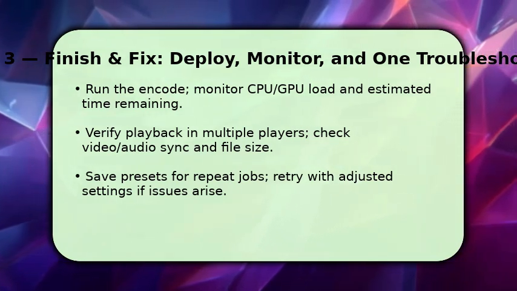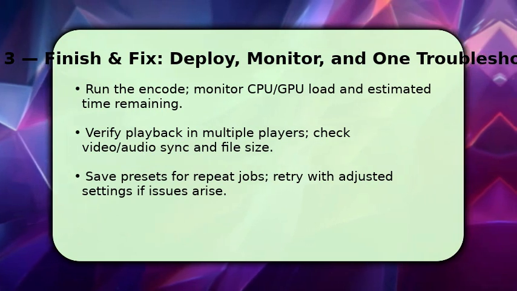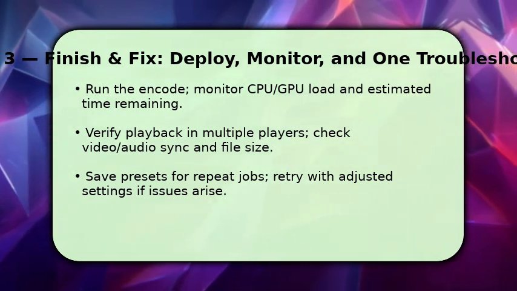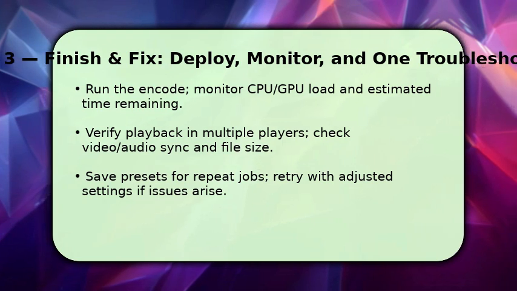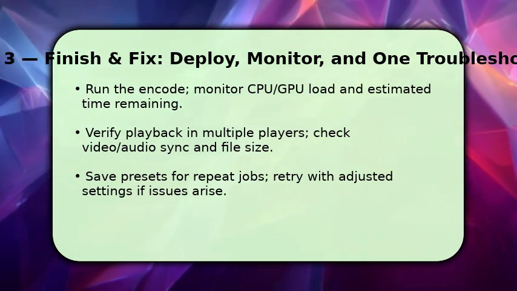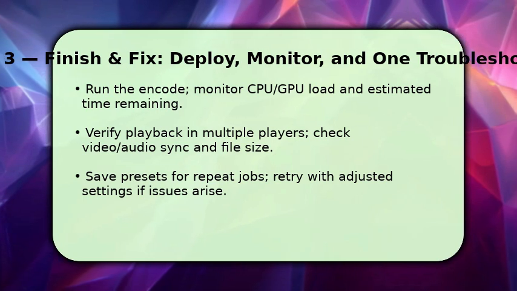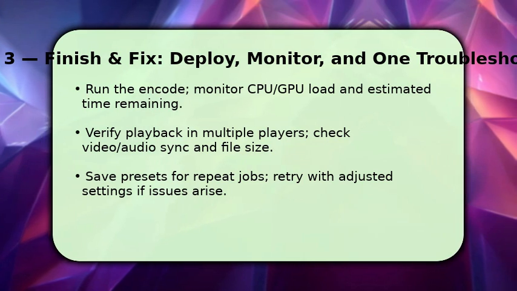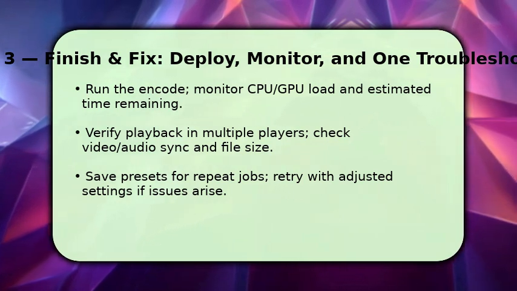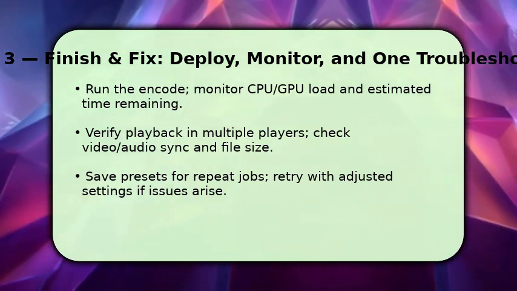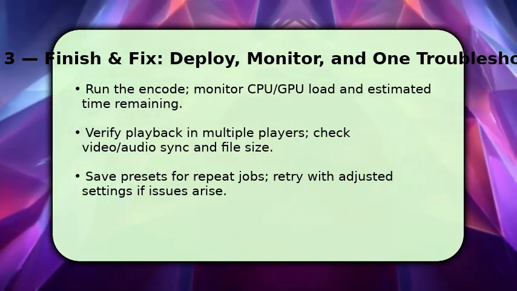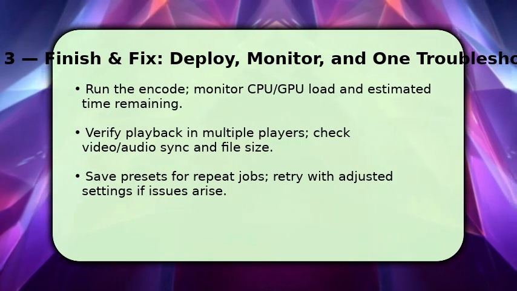Once complete, verify the output in at least 2 players to confirm compatibility, checking audio/video sync, container integrity, and file size. If the file meets expectations, save your settings as a preset for future use. If problems appear, stuttering, sync drift, or unsupported codec errors, re-encode a short segment with a different codec or adjust CRF/bitrate. That single troubleshooting tip often resolves most issues.